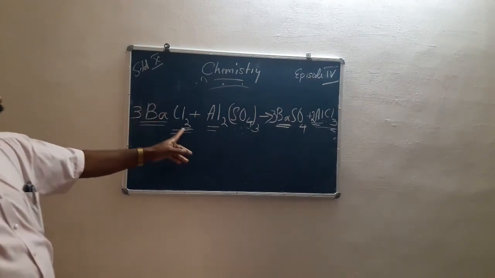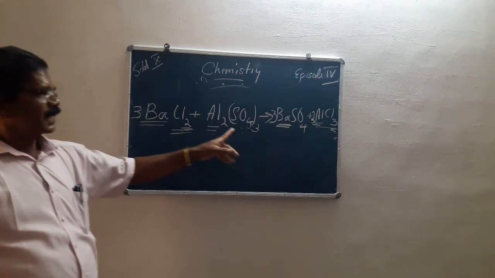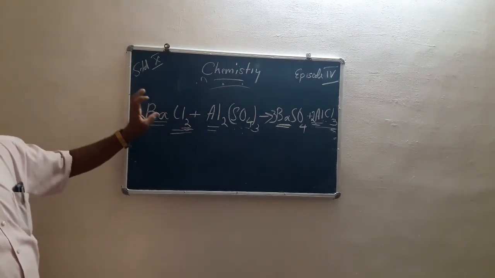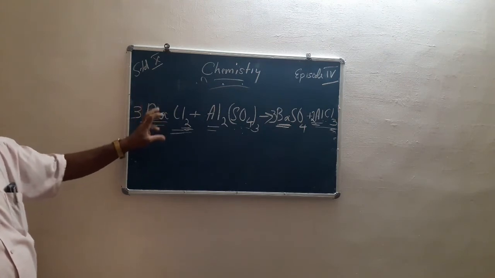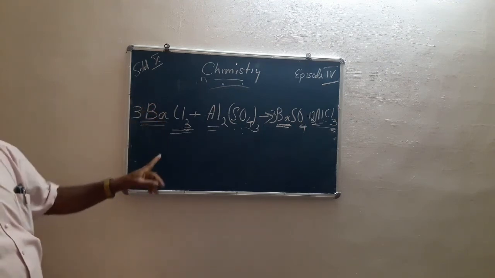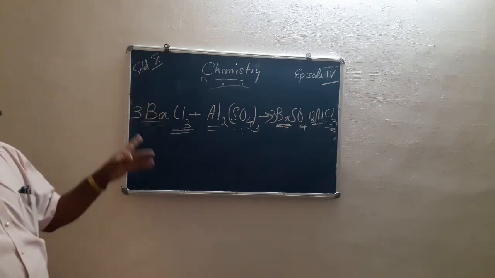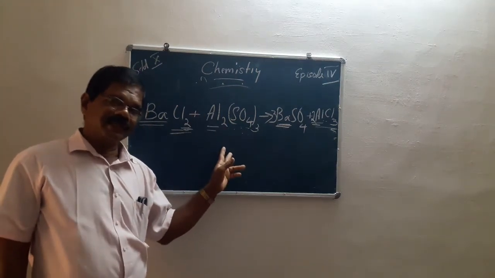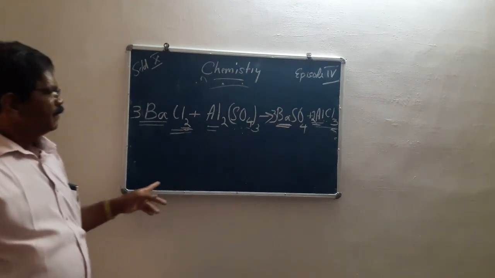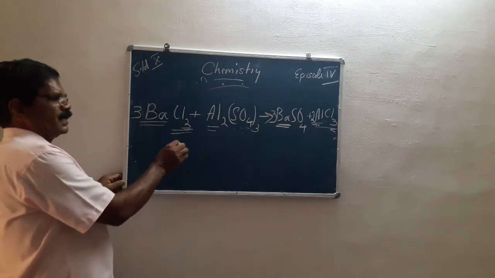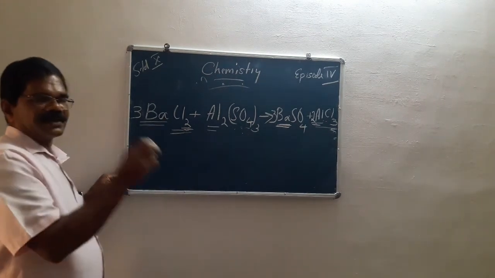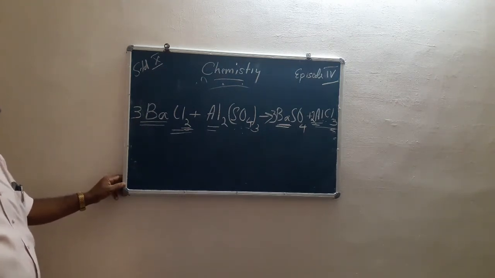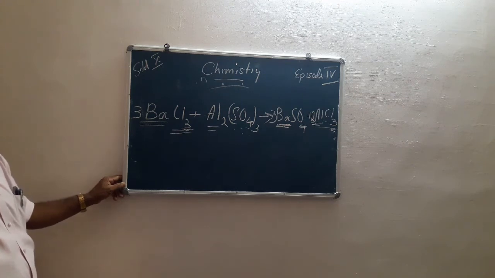First we note what the reactants are and what the products are. Second, whether the equation is balanced or unbalanced. If it is unbalanced, we try our best to balance the equation. The third thing is which type of reaction it is: combination, decomposition, displacement, or double displacement. At first look, we can say that it is not combination and not decomposition. But then we have only one doubt, whether it is displacement or double displacement.